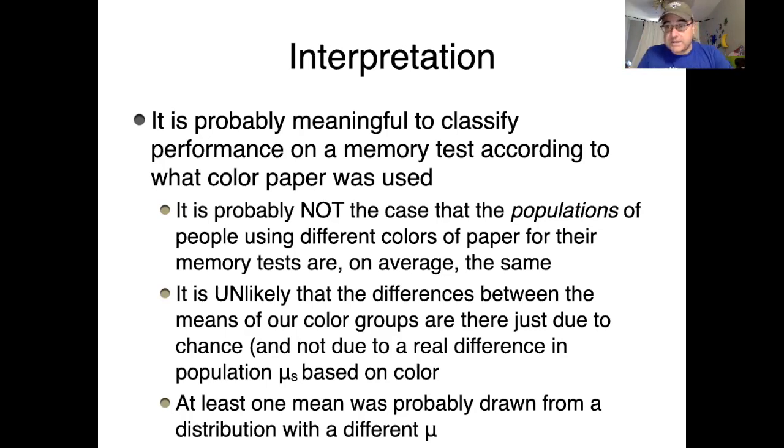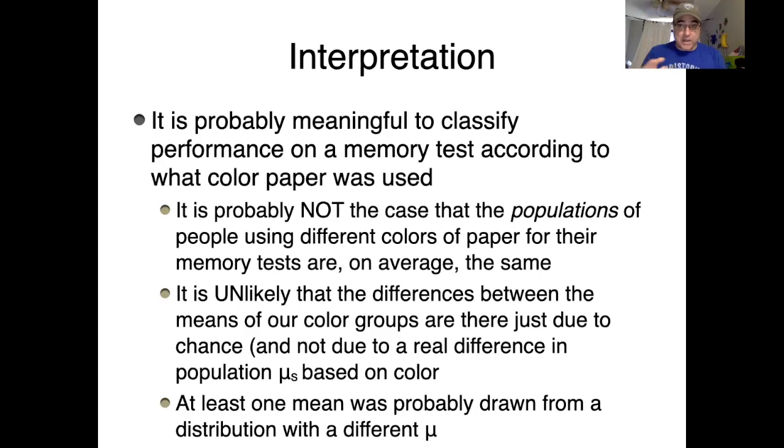Another few ways of saying what it is that we found. It is probably not the case that the population of people using different colors of paper for the memory test are, on average, exactly the same. That's another way of saying we have rejected the null in all probability. Another way of saying what we found, it is unlikely that the differences between the means of our groups are there just because of sampling error or just because of chance. Okay? That is to say, there's probably a real difference between the mu's and not just a bunch of sampling error running around looking like an effect.